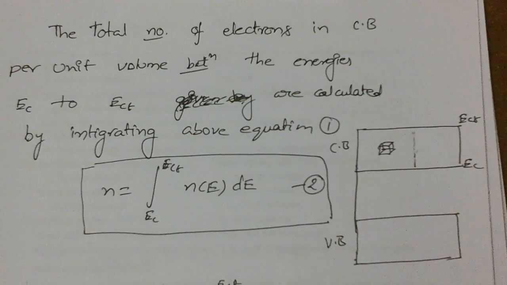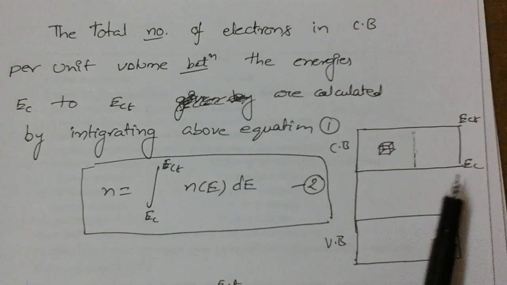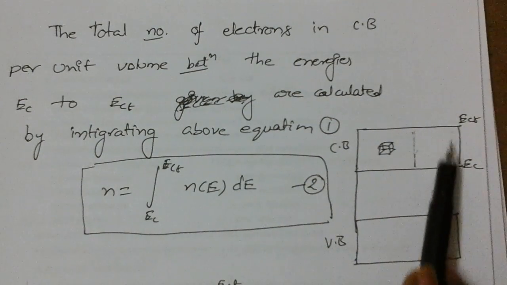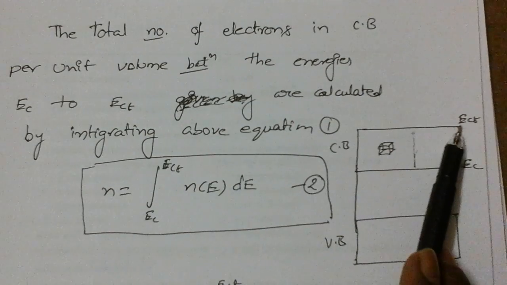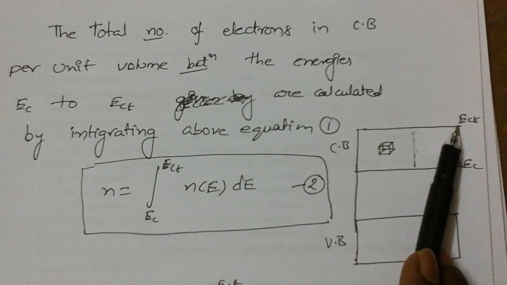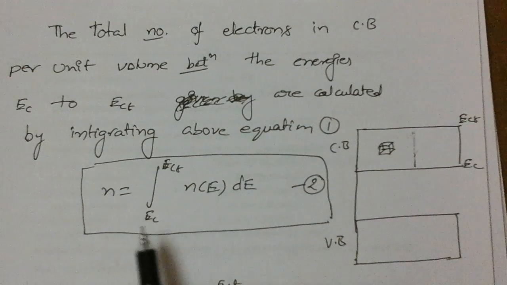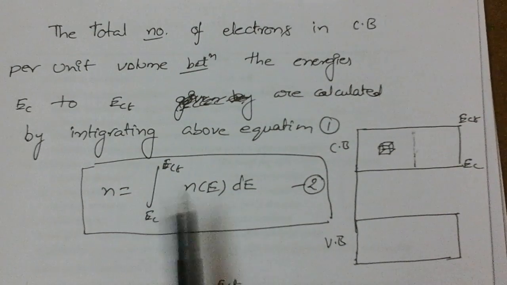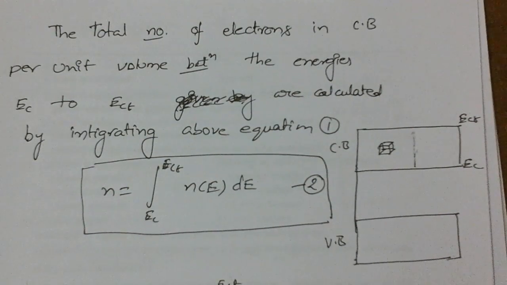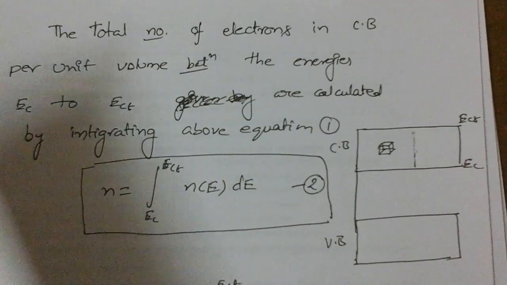To calculate this, first the conduction band is expanded from EC to ECT. That is, from the conduction band lower energy level to the conduction band highest energy level, called ECT, the top of the conduction band energy level. Now we have to calculate the total number of electrons, the n value. To calculate this, we already know one equation.